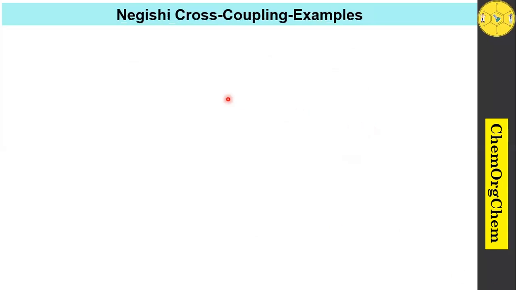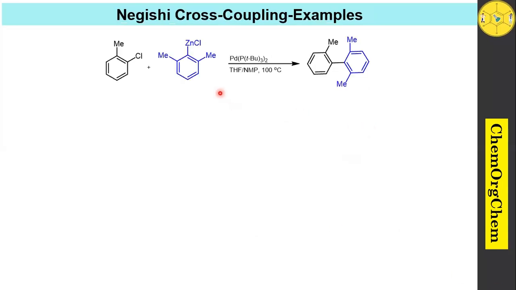So let's look at our first example. Here we are going to synthesize a biaryl compound using the Negishi cross-coupling reaction. According to this reaction, this organohalide, here your organochloride compound, reacts with this organozinc compound in the presence of a palladium catalyst to produce this biaryl compound.